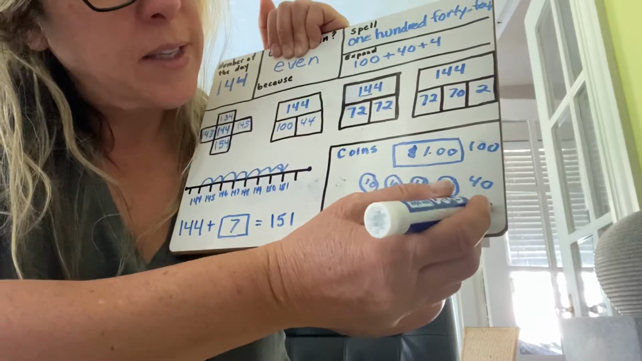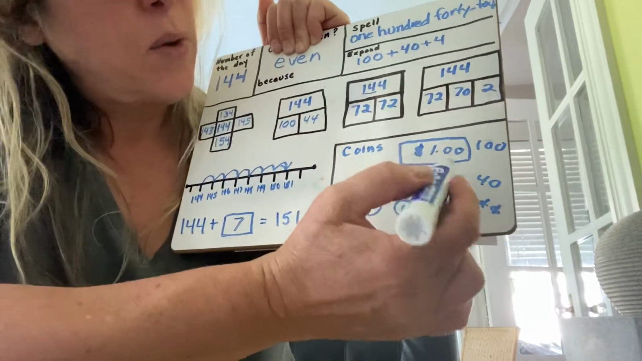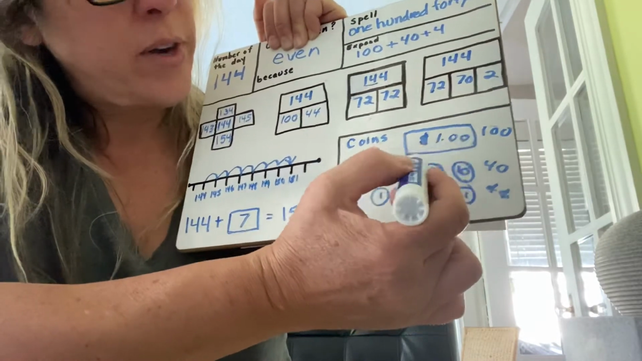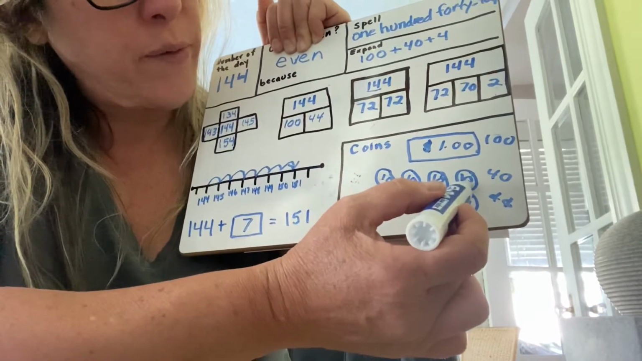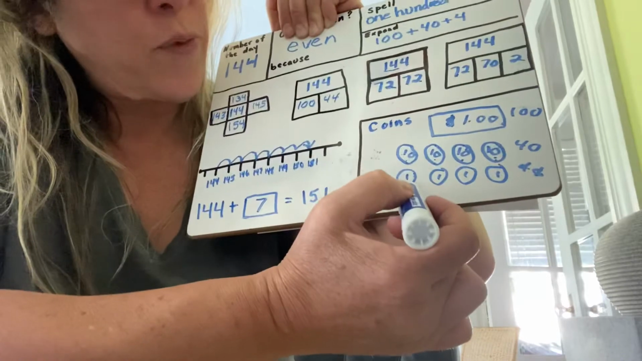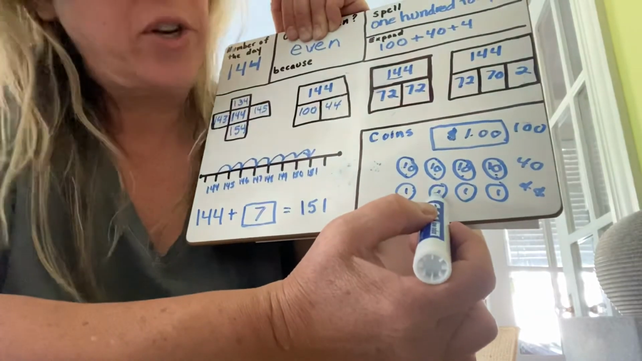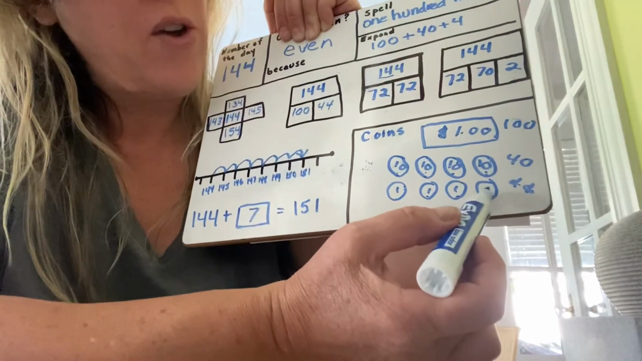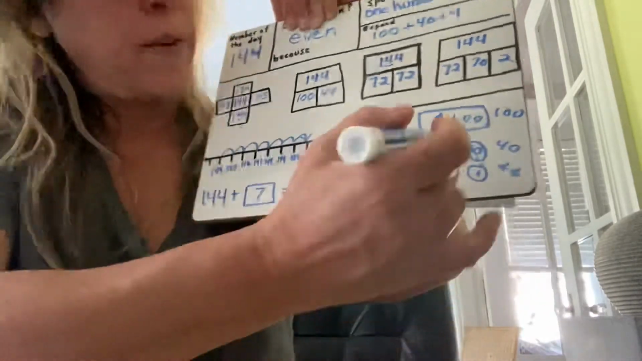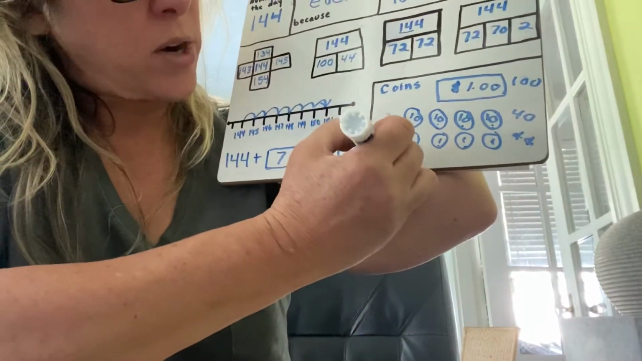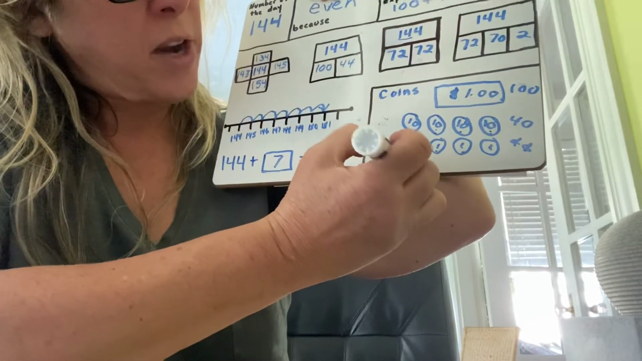4 cents. So here's the 100, 100, 110, 120, 130, 140, 141, 142, 143, 144, or $1.44. And that would look like this, $1.44.